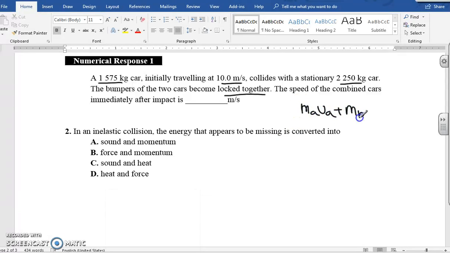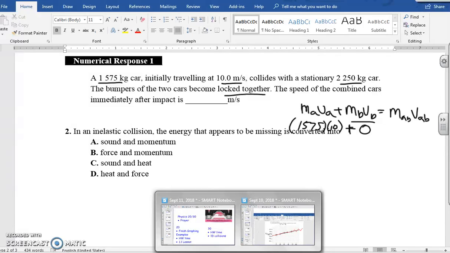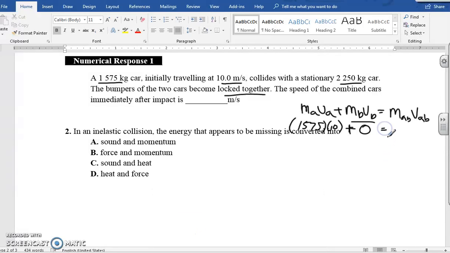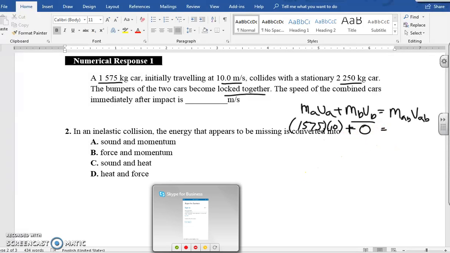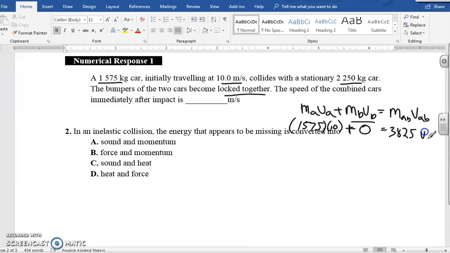MAVA plus MBVB is equal to the combined mass and the combined velocity. So 1,575 multiplied by 10, and we're just going to assume it's to the right, positive 10 here. With the stationary car, we're just going to bypass the mass and velocity and call that a momentum of 0. For the total mass of the two vehicles afterwards, we're just adding the two masses of 2,250 and 1,575 for a total of 3,825 VAB.